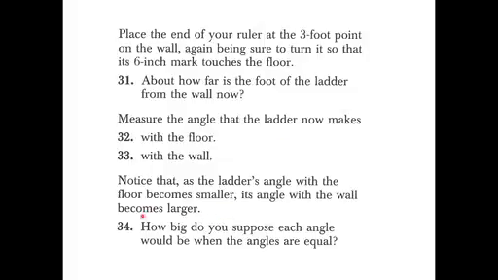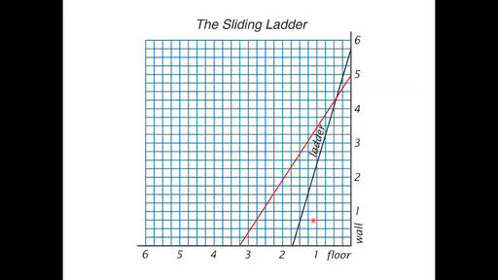When you get all through with that, they do ask you this one question, which by the time you get there, I think you'll figure that out. How big do you suppose each angle would be when the angles are equal? So he's talking about when you put the ladder in here, the 6-inch ruler, 6-foot ladder, what's the angle down here going to be and down here going to be? What will they be when they are the same?